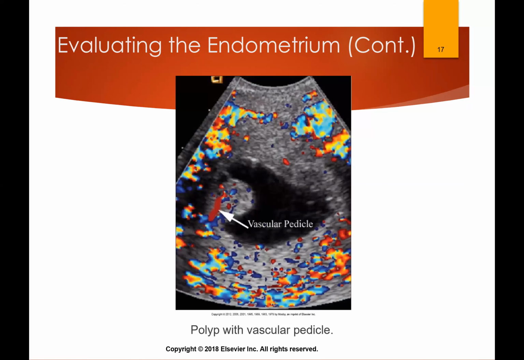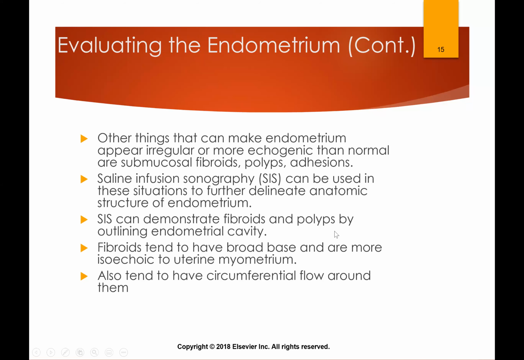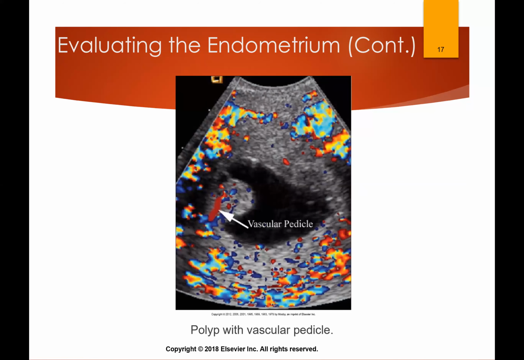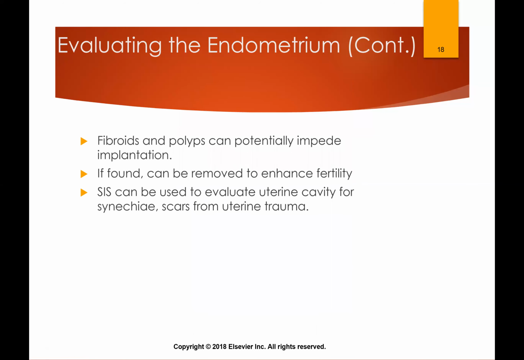Here is one thing: fibroids tend to have a broad base and are more isoechoic to the uterine myometrium. That's the difference between them and a polyp. So here is a submucosal fibroid, and of course this would hurt the implantation process. With a polyp, they seem to have a thinner base here, and they have like a vascular pedicle. So usually when you're evaluating for a polyp, you can see the blood flowing into the polyp. Fibroids and polyps can potentially impede implantation, and if found, they can be removed to enhance fertility.